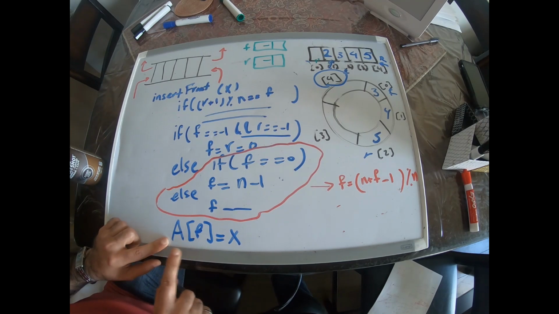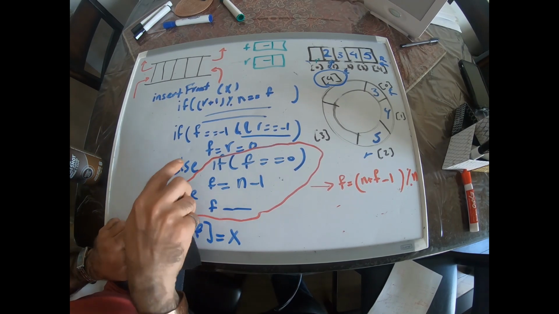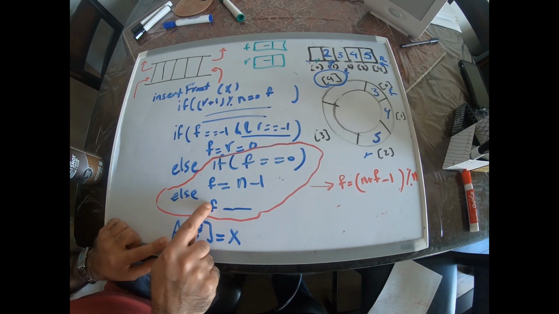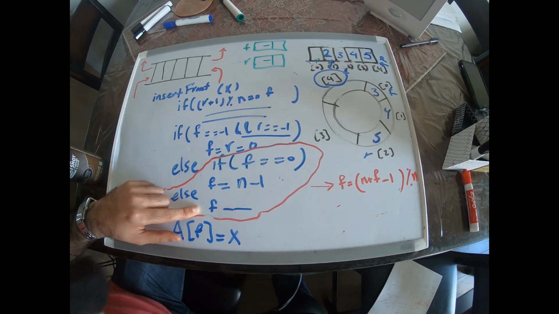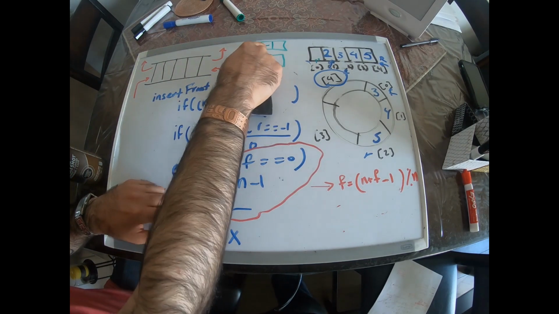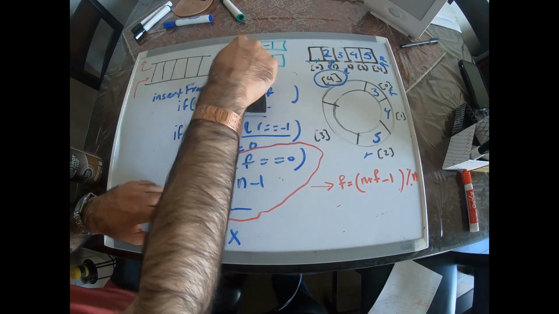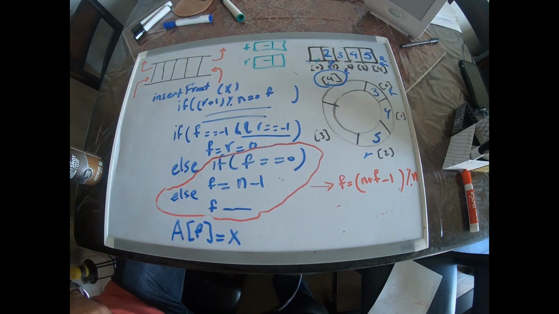And at the end, when we insert from the front, we change the value of the front. You see that most of the time we only need to change the front, except in the case that this is the first number that you want to enter. In that case, we want to make sure that we make both front and rear equal to 0.